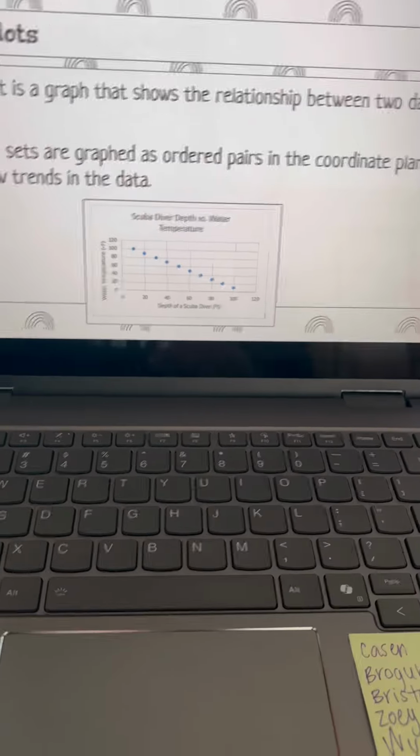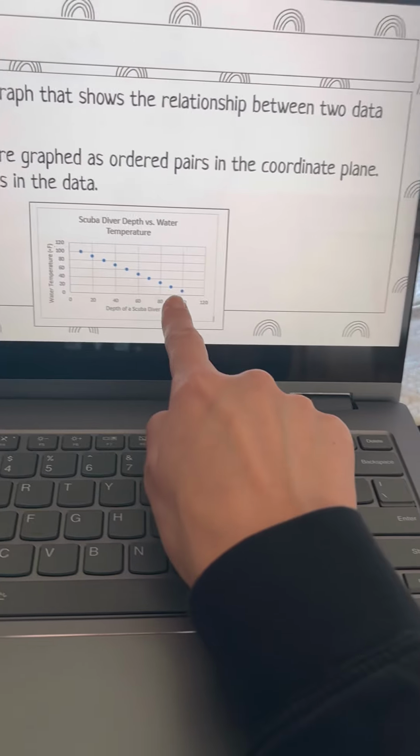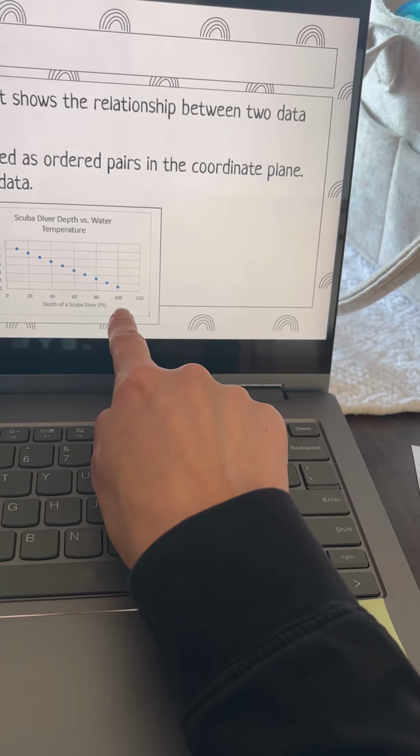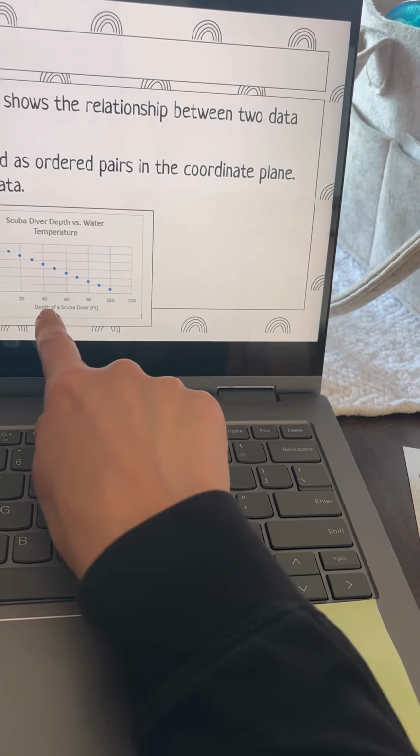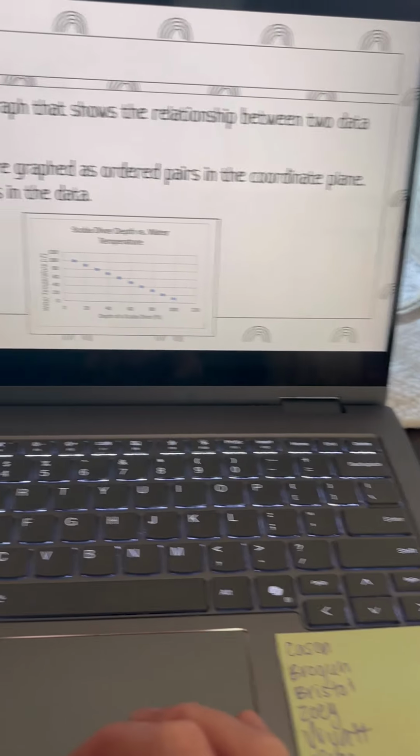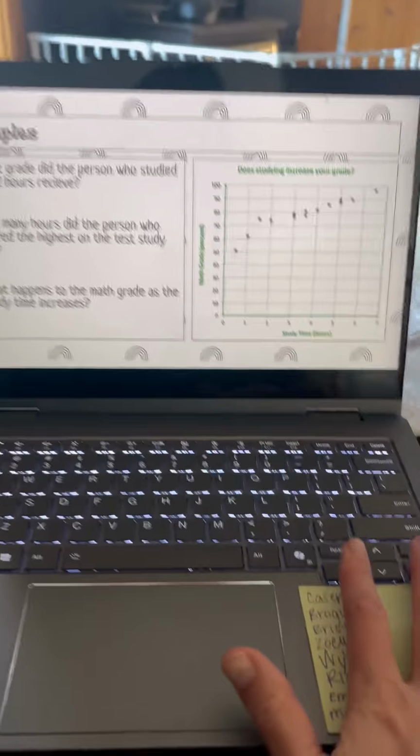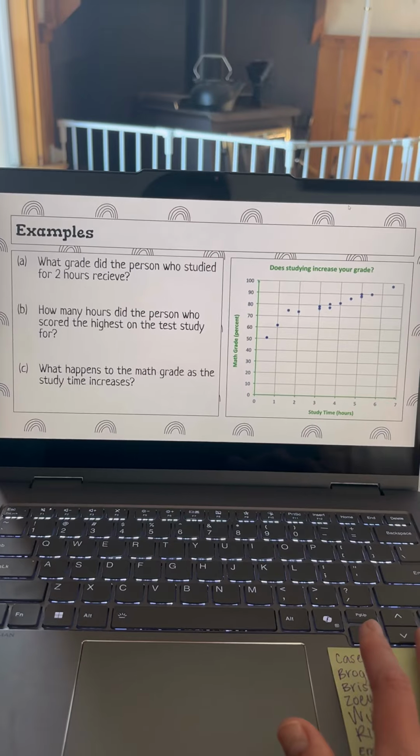So if I'm looking at this one, the colder the water temperature is, the higher the depth of a scuba diver, in feet. That's kind of how we talked about that there. So we did this example.